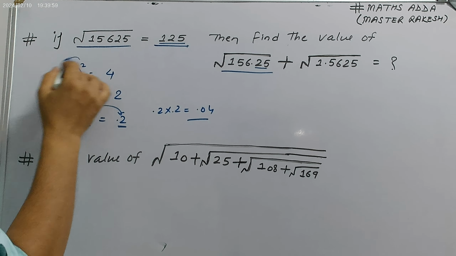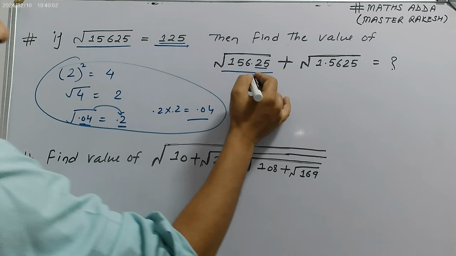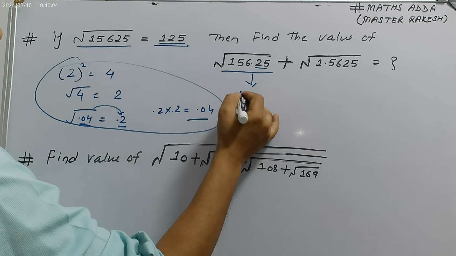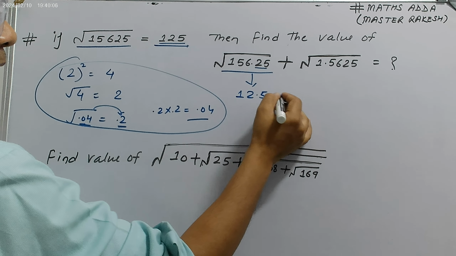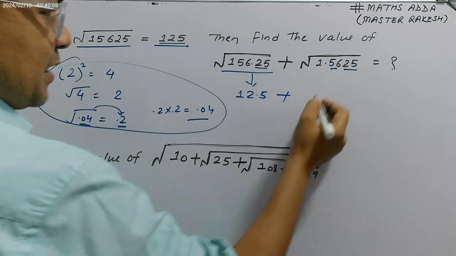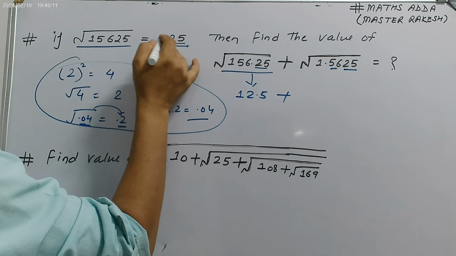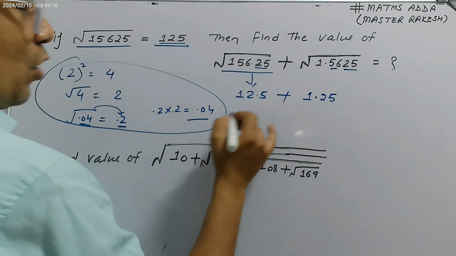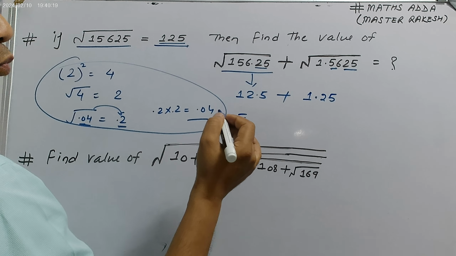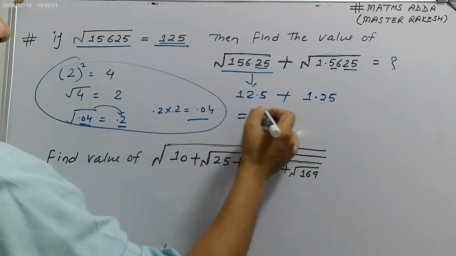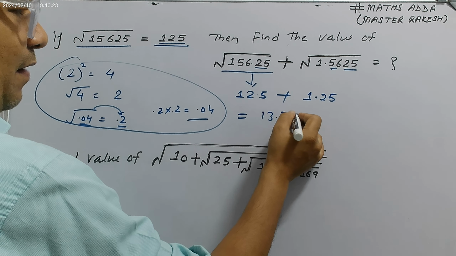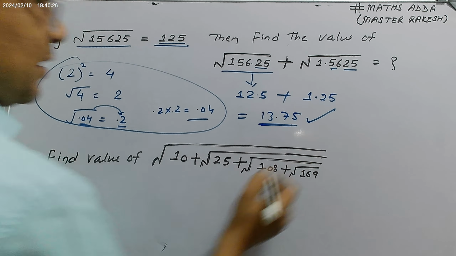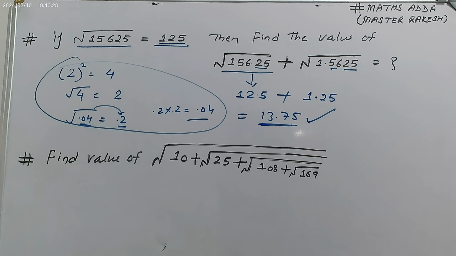Similarly, the value of this will become 12.5 plus, here are 4 decimal places, means here it will be 2 places. So 12.5 plus 1.25, 13.75 will be the answer for this. So these are tricky questions, you have to apply a bit of mind for the same.